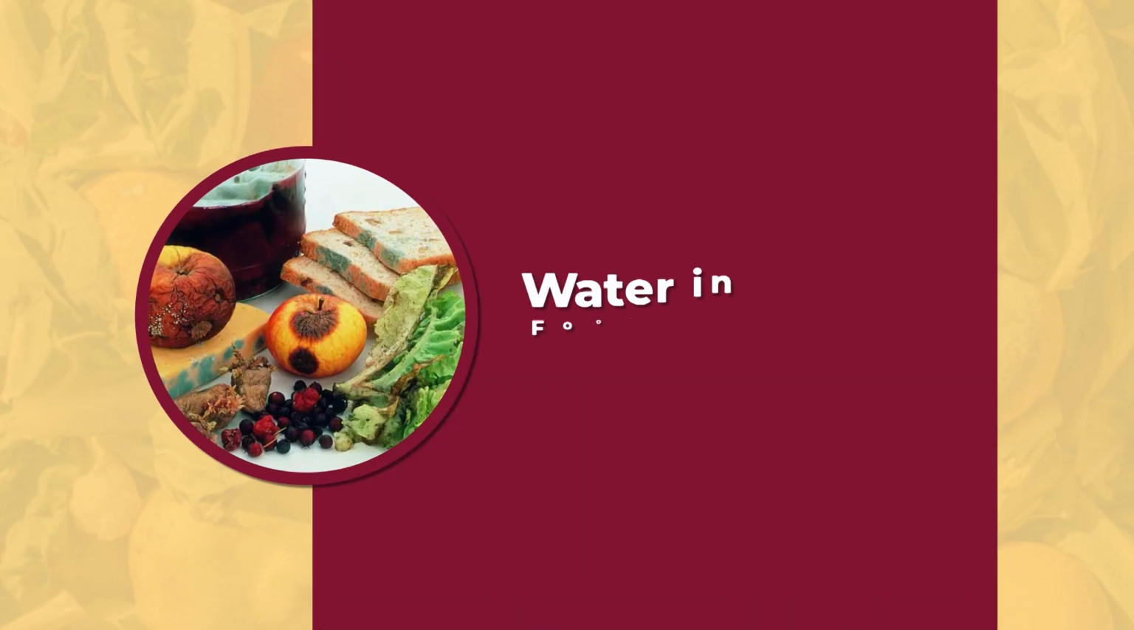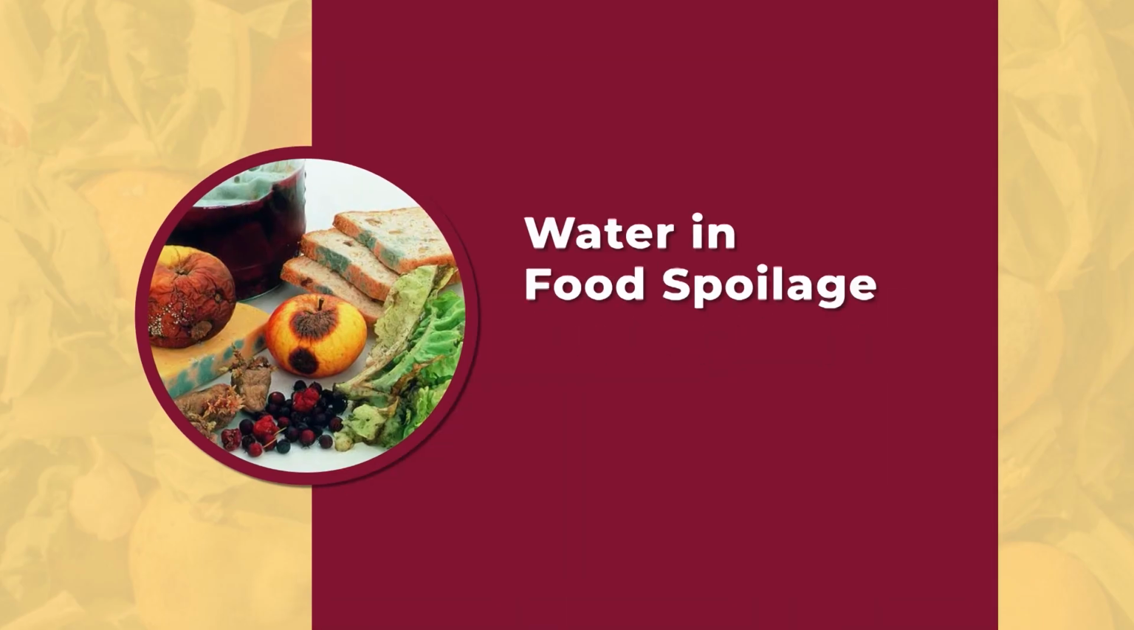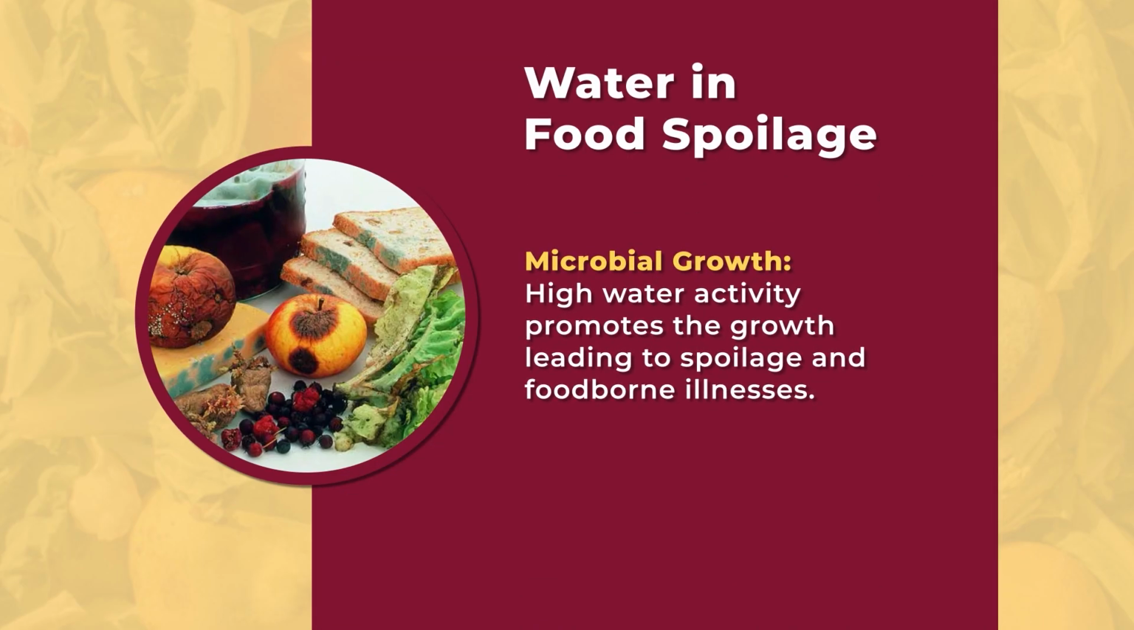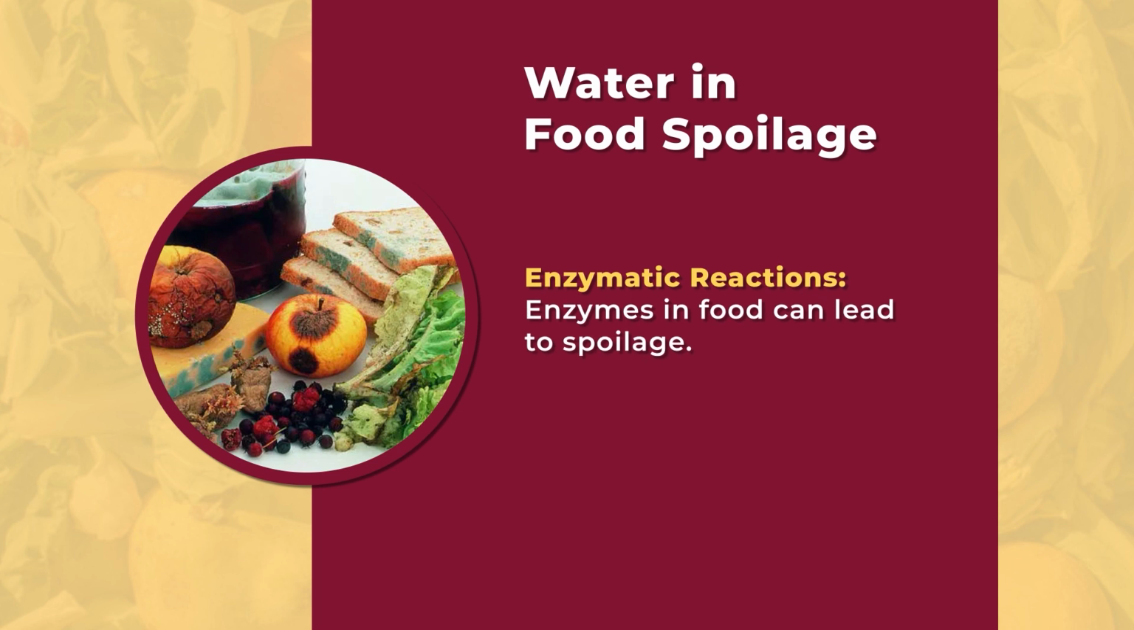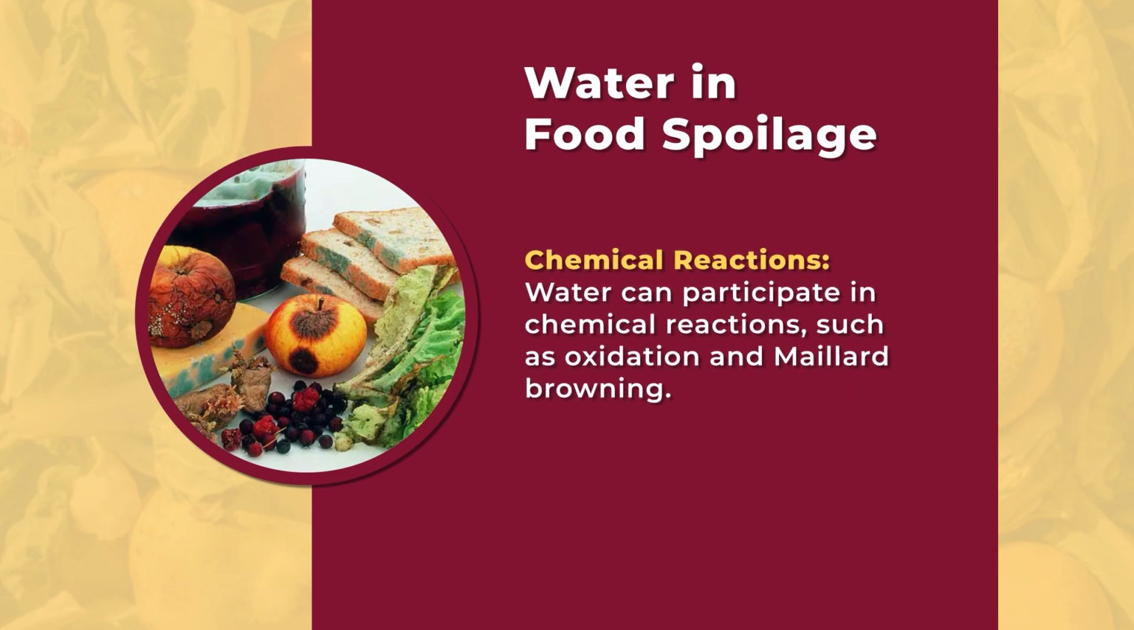So we can say the role of water in food spoilage is, first, microbial growth: high water activity will promote the growth of microorganisms and spoil the product, and can also cause foodborne illnesses. Similarly, enzymatic reactions can also take place; enzymes will cause spoilage. Chemical reactions: water can participate in chemical reactions such as oxidation and Maillard browning.